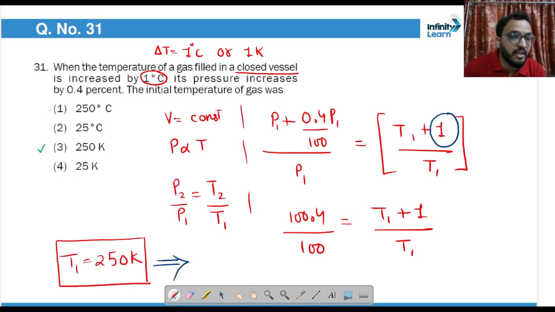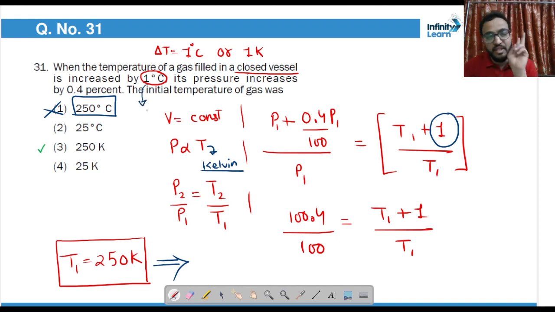This is important because they have given 250 degrees centigrade also, but this is wrong. The temperature in this formula is always in Kelvin. But you don't need to convert this 1 degree centigrade into Kelvin, because this is an increment of 1 degree centigrade, and an increment of 1 degree centigrade or 1 Kelvin is the same thing. So you can simply write 1 Kelvin plus 1 Kelvin, and automatically your answer will come out in Kelvin.